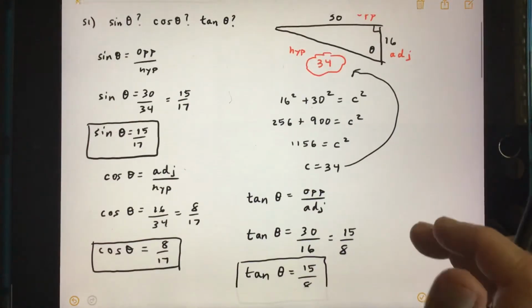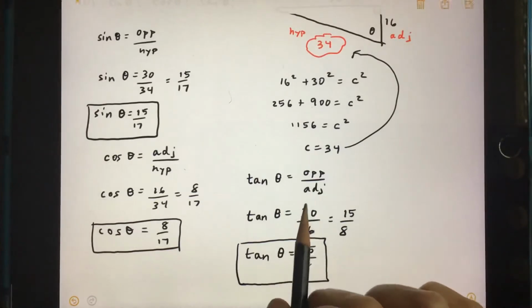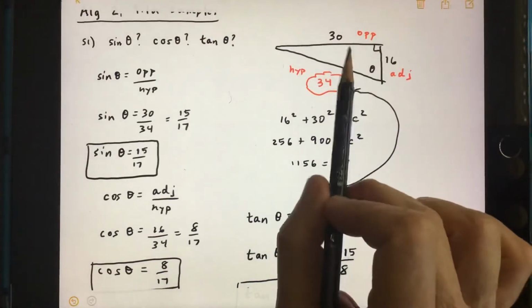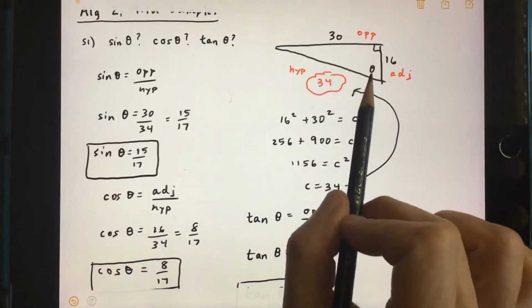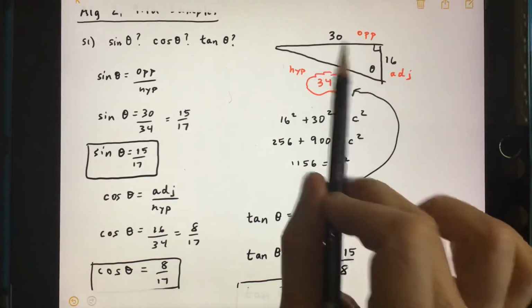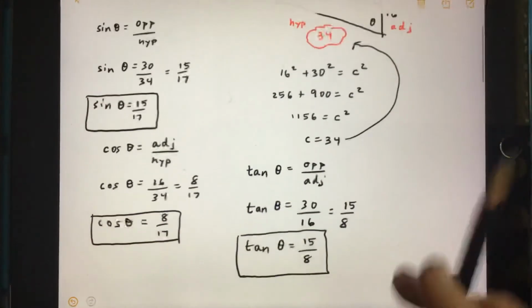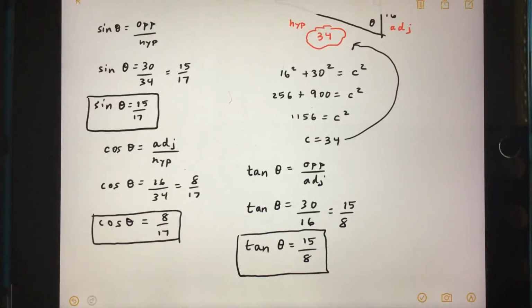My tangent of theta will be the opposite over the adjacent side. Those are both legs, no hypotenuse when we're talking tangent. So opposite over adjacent in relation to this angle theta. My opposite side is 30, my adjacent side is 16. So 30 over 16 reduces down to 15 over 8. So my tangent of theta is 15 over 8.